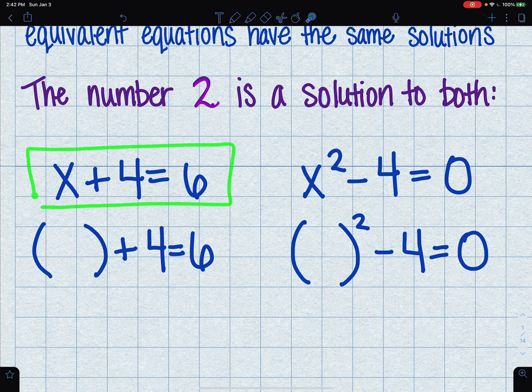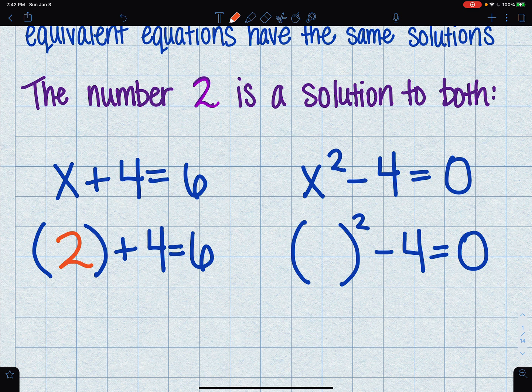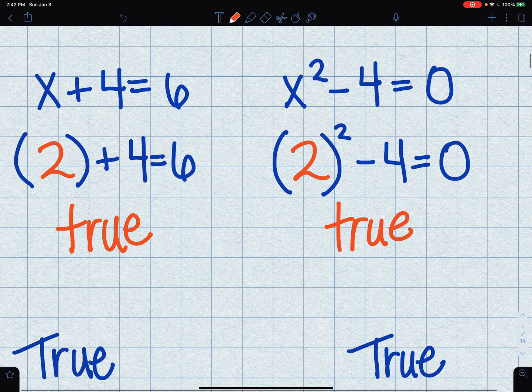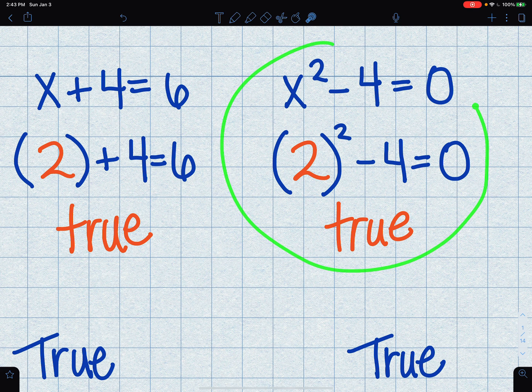So here are two equations, and it turns out that if you plug in the number 2 right here, 2 plus 4 is indeed 6, and this is true. And if you plug in the number 2 for x here, you have 2 squared, which is 4, minus 4 is 0, and this is true. Does that mean that these are equivalent equations? No, it does not mean that. And this is the reason why: this one right here has another solution.